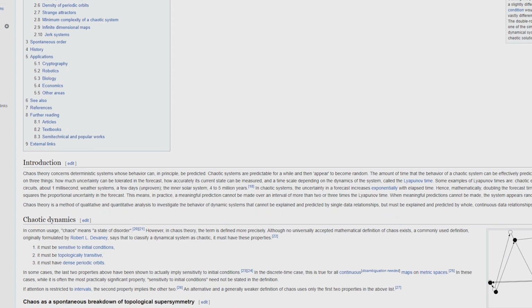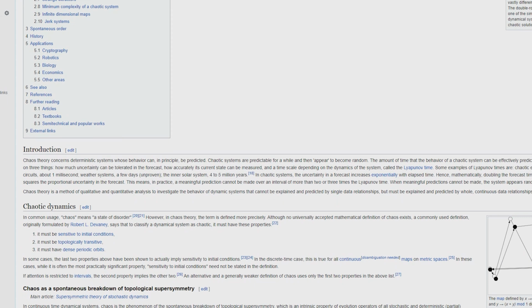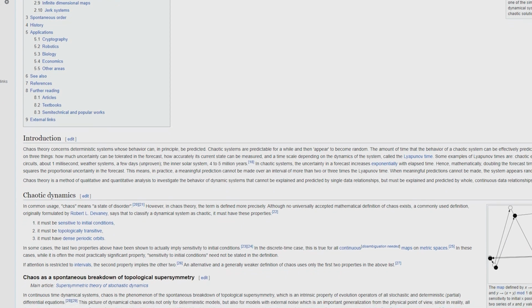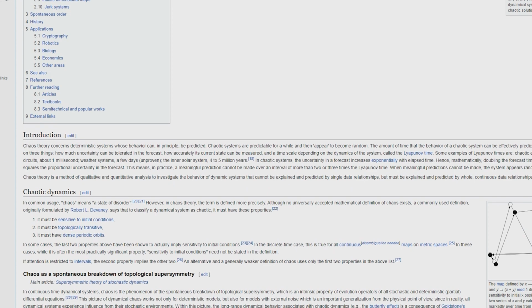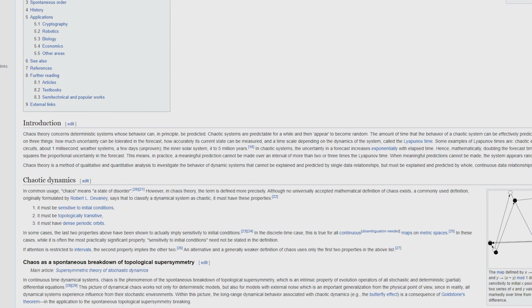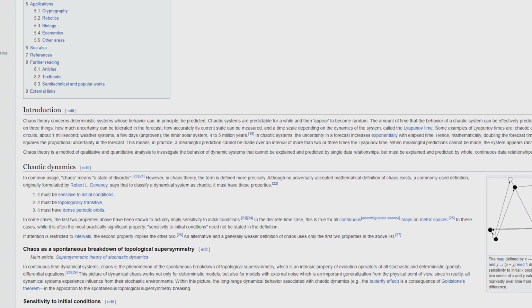is an important generalization from the physical point of view, since in reality all dynamical systems experience influence from their stochastic environments. Within this picture, the long-range dynamical behavior associated with chaotic dynamics, for example the butterfly effect, is a consequence of Goldstone's theorem in the application to the spontaneous topological supersymmetry breaking. Sensitivity to initial conditions. Main article: Butterfly effect.